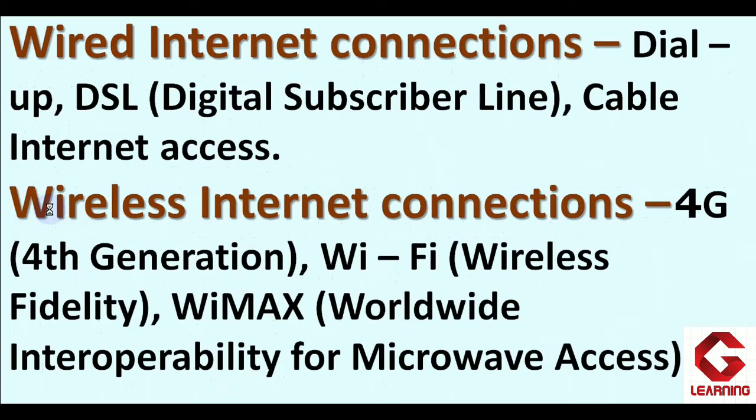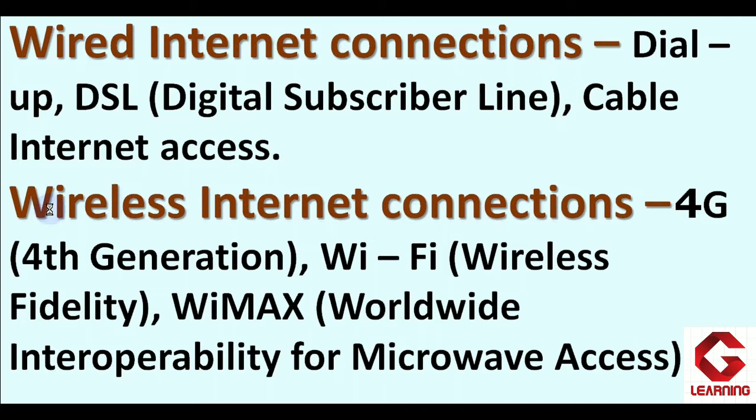Now we can connect our system or device to the internet in two different ways. One is wired and the second one is wireless. In each one various technologies are available. In wired internet connection, the technologies available are: one is dial-up, second is DSL, digital subscriber line, and third is cable internet access.